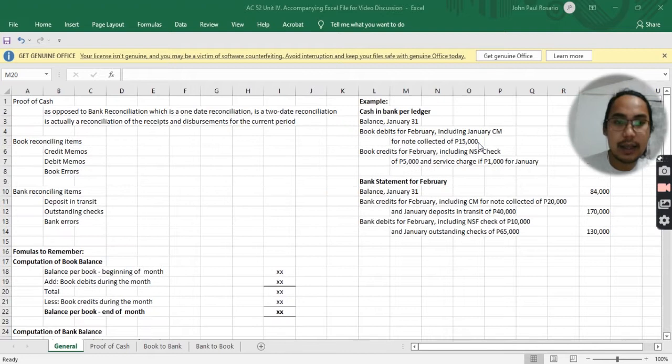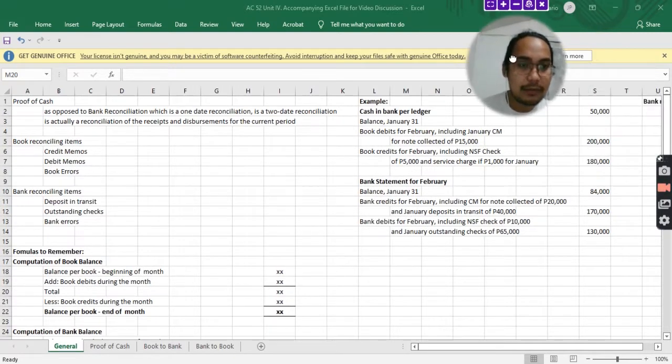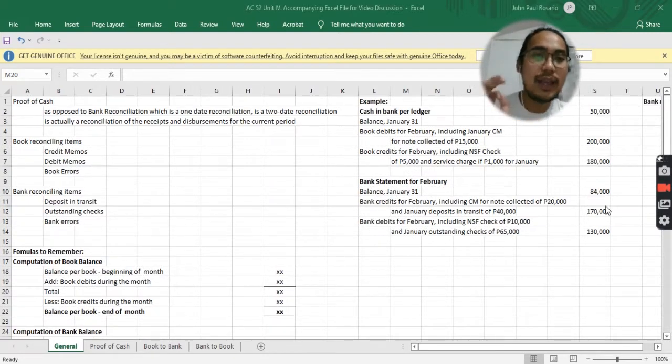Okay, so let us try to compute for these things, kaning upat ka buok using an example. So here's our example. Okay, ayun. So example, you have here a cash in bank or ledger. So this is your, what do you call this one? Okay, cash in bank per ledger.